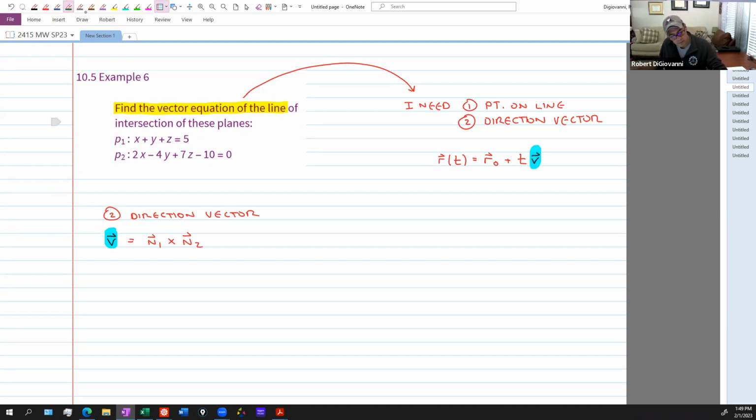Now I didn't write down what the normals are, but I'll put them up here. The normal of the first one. Is this the same problem we just had? I think it is. So we've got that normal, and then we've got the normal of this one, which we're just peeling off the coefficients, right? 2, -4, 7. And here we're going to have to cross them, not dot them. We haven't done that yet, right? We haven't had to cross those.